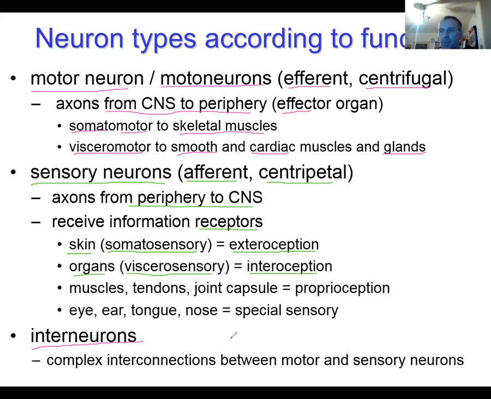And then we have some special kind. If it comes from muscles, the muscle tendons and joint capsules, we call it proprioception. So it gives us information about the position and tension of the muscles and joints.